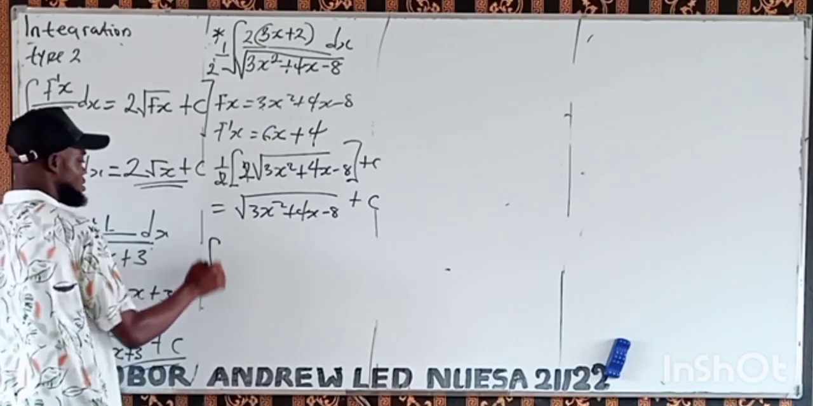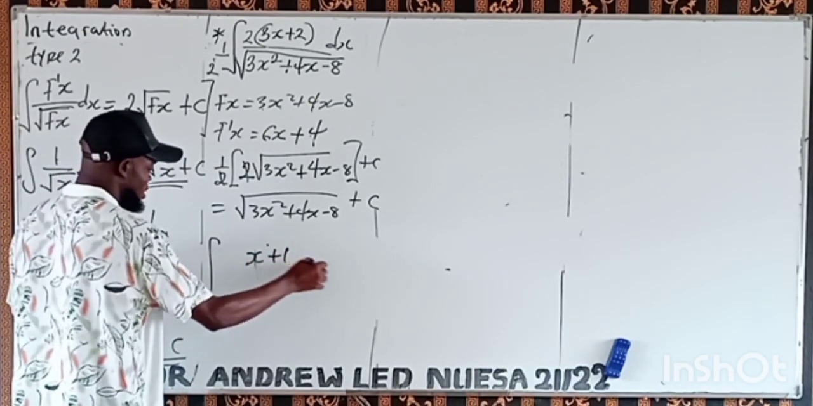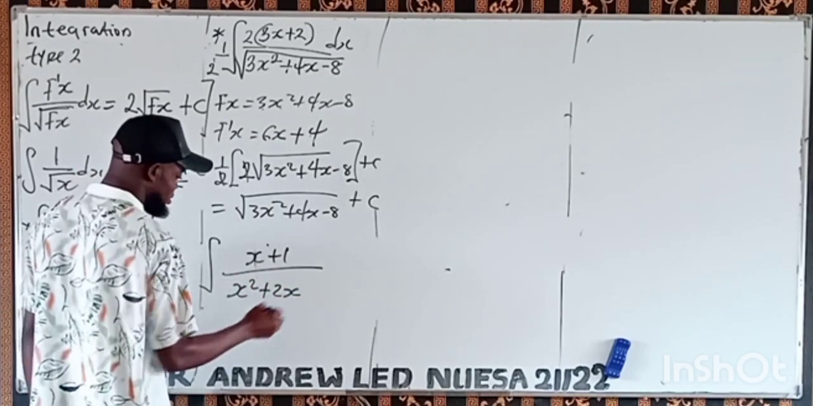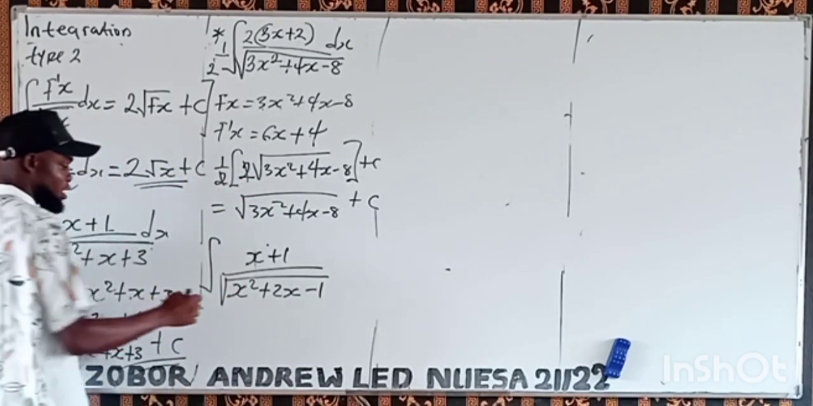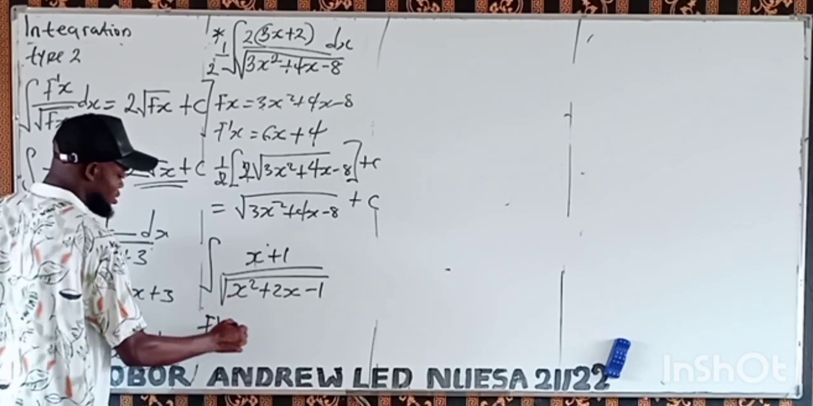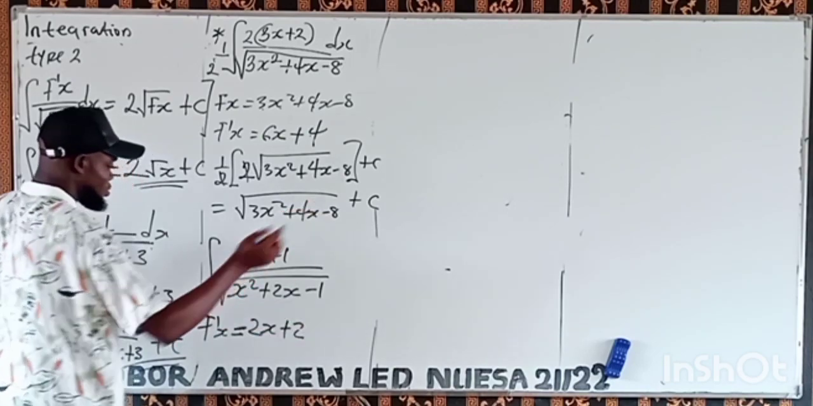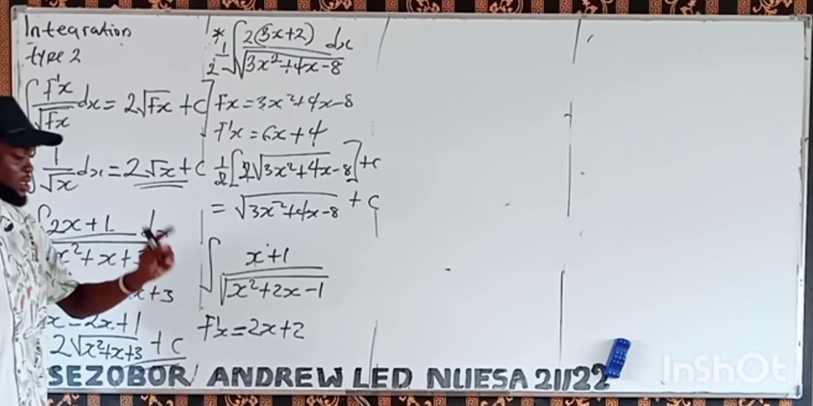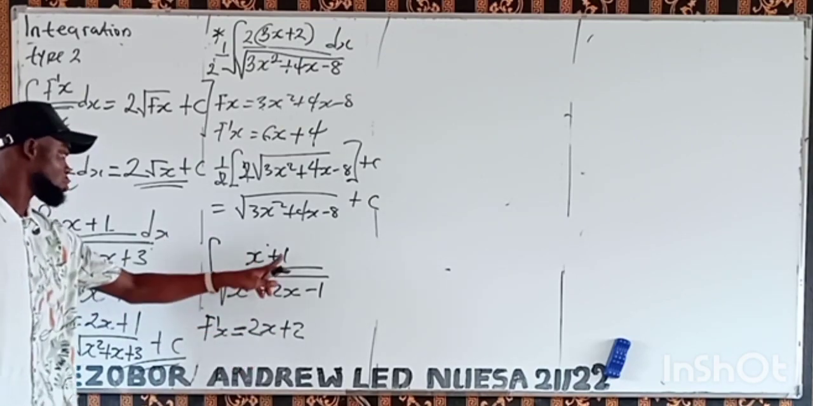Let me write down that one out. Integral of x plus 1 all over the square root of x squared plus 2x minus 1. Now, if you differentiate this, f prime of x will be, differentiating this, we're going to have 2x plus 2 minus 0. So you check, what is the difference between this and this? If I multiply this one by 2, I'm going to have this. 2 times x, 2x. 2 times 1, 2.